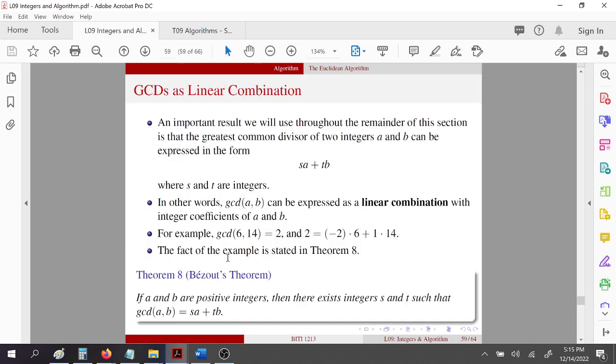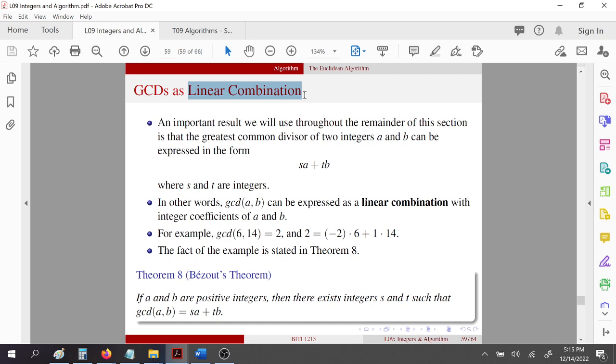Next part is the extended Euclidean algorithm. For information, we can use extended Euclidean to find a linear combination, a linear equation. This one is the extended Euclidean algorithm. That's why we call it the extended Euclidean algorithm. So how to do that?